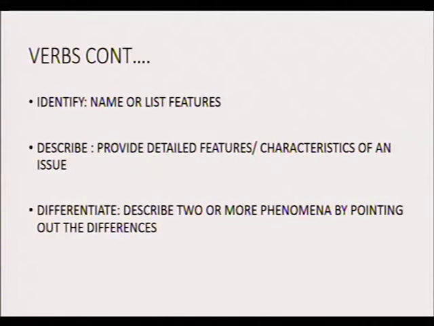Again, you might be asked to identify, to mention, or to name things. So here you are only expected to give names. When we say name, we only want to see a name, not giving a lot of information. But if they say, for example, what are the 2 methods of this, you only give the names of those methods. Then they might also ask you to describe. When they want you to describe, you provide detailed features or characteristics of an issue.